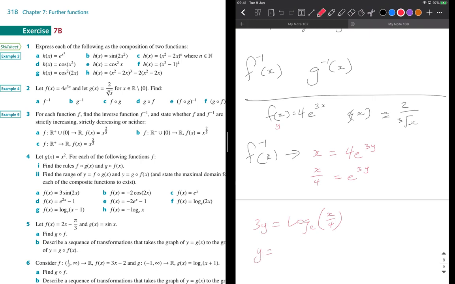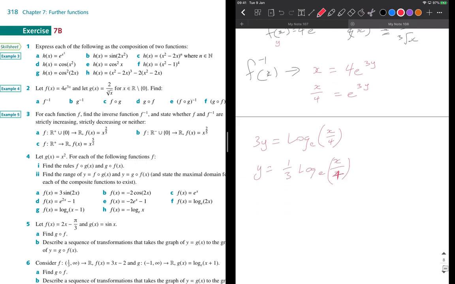And then we need to divide it by 3. So we'll get a third log e of x over 4. So that's the inverse, and then we would write it with the correct notation. So we would go f^-1 of x = a third log e of x over 4, and that's the inverse of f of x.